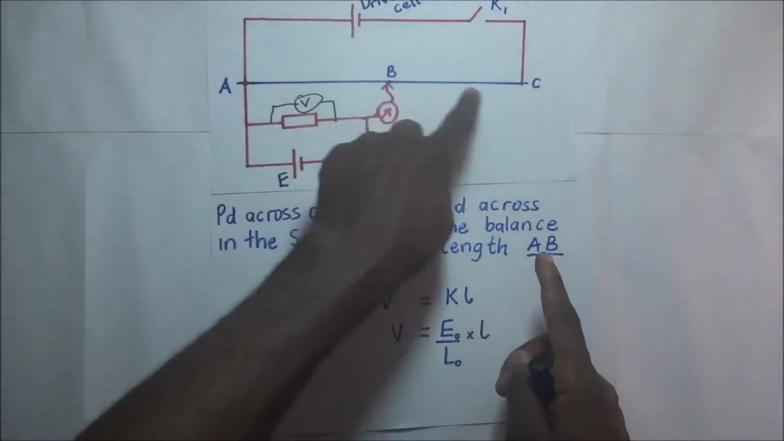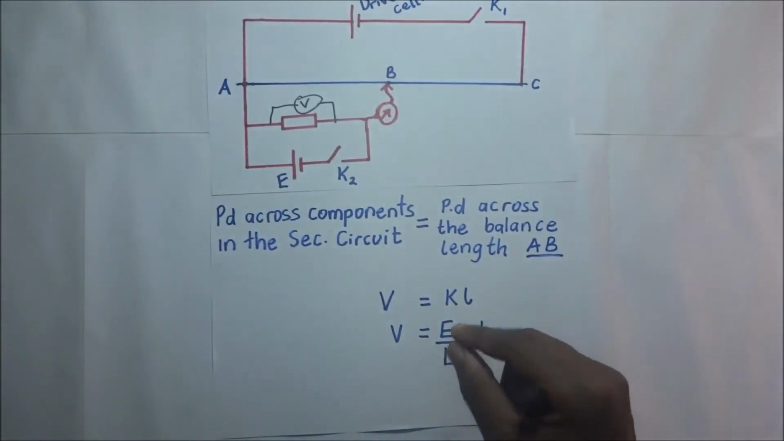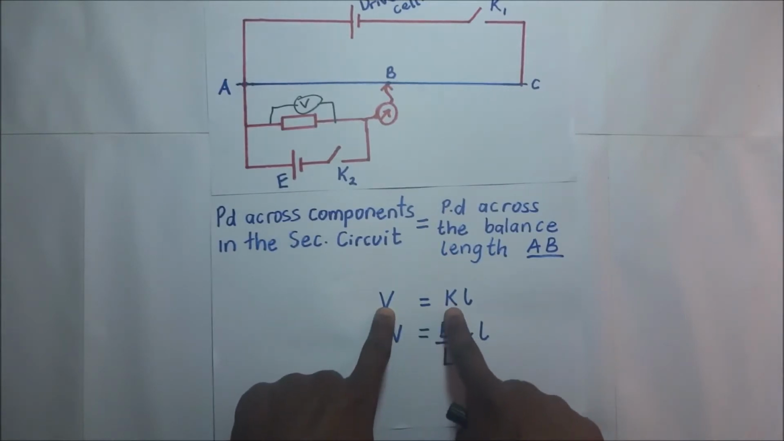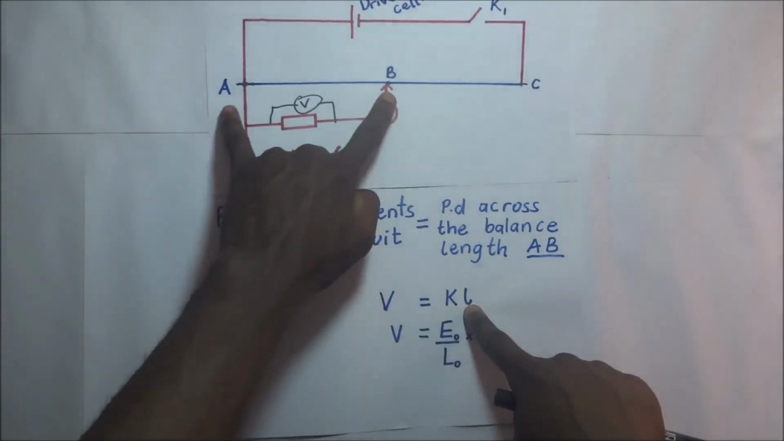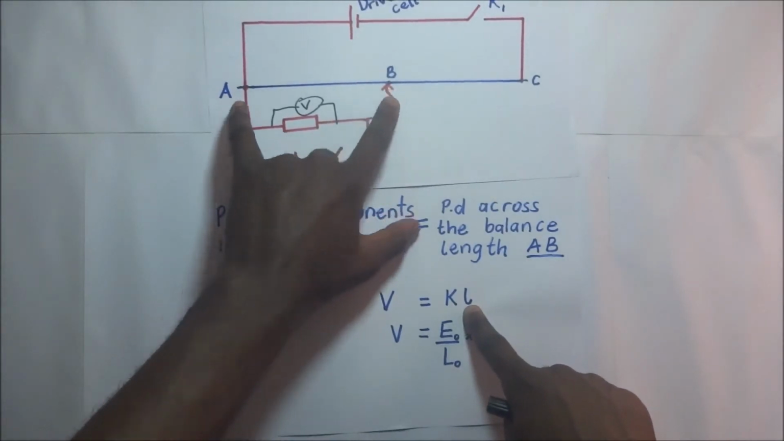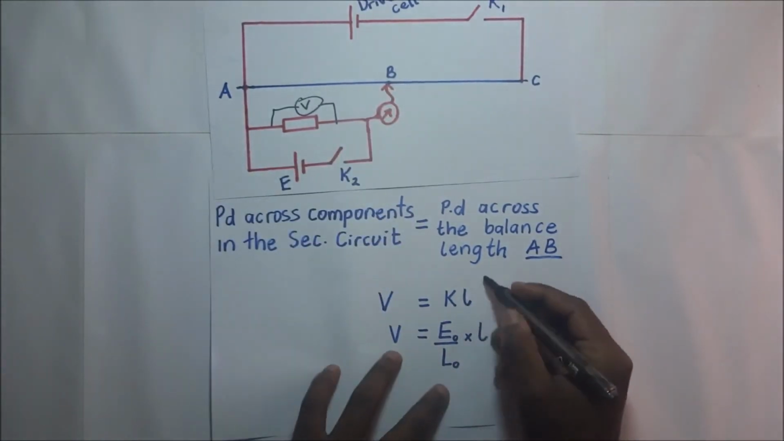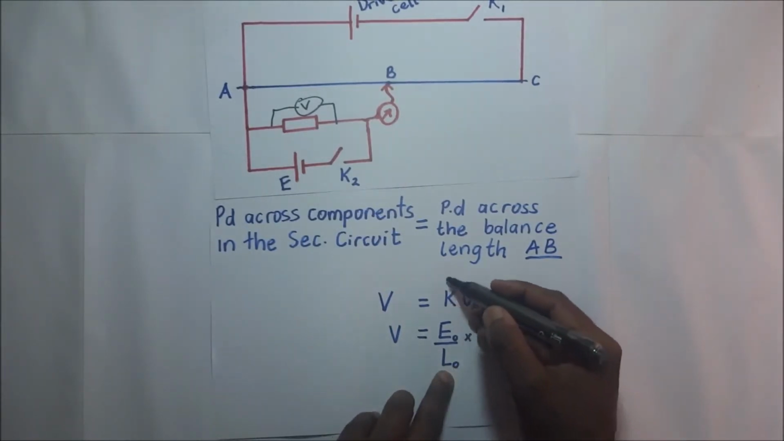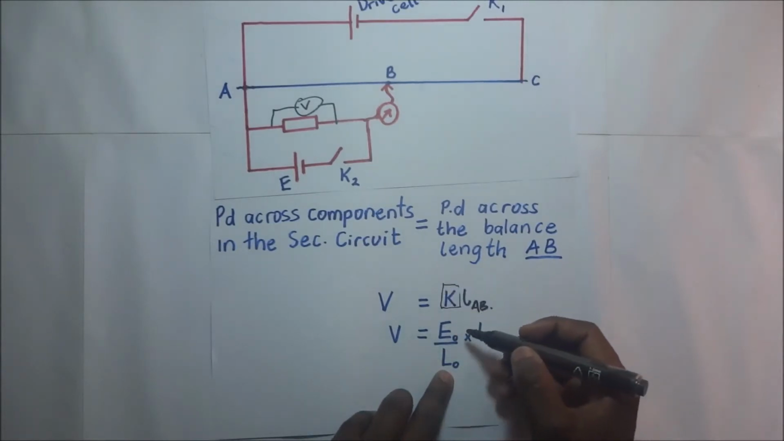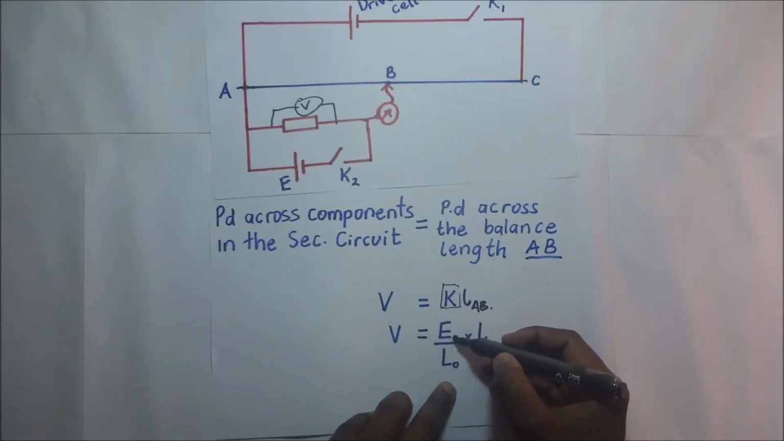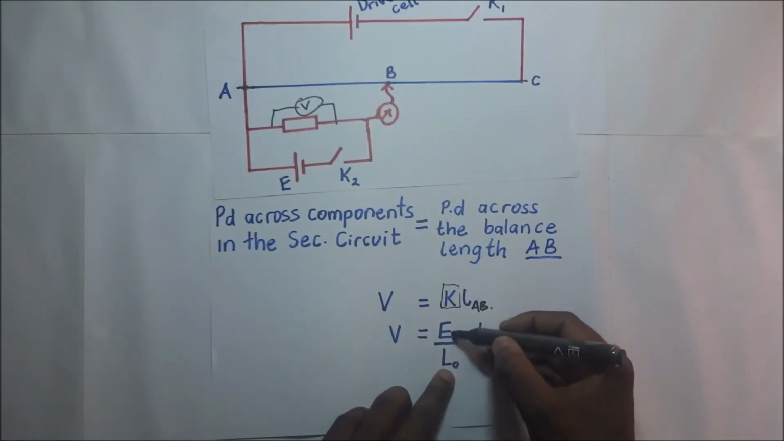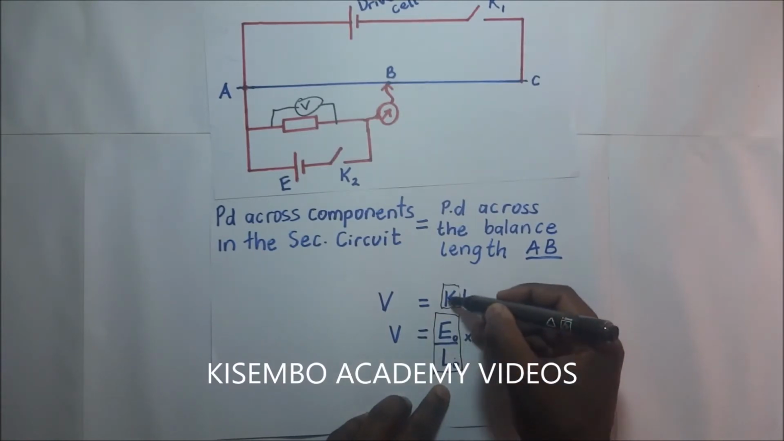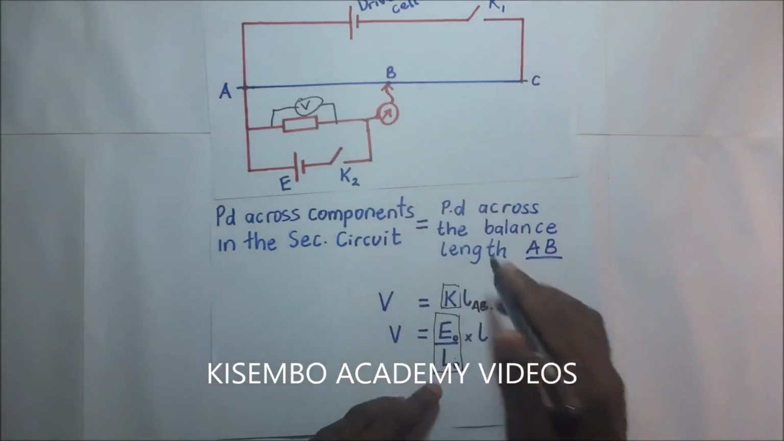And since this is already a potentiometer whose PD per unit length, K, we know, it means that the potential difference we're looking for, V, is going to be equal to K times the balance length L, which happens to be AB, or we can call it L_AB. Now, of course, K, like in our previous video, is the EMF of the standard cell we used divided by the balance length corresponding to the standard cell. This is coming from our previous video when we were finding the value of K, which is the PD per unit length of the potentiometer wire.